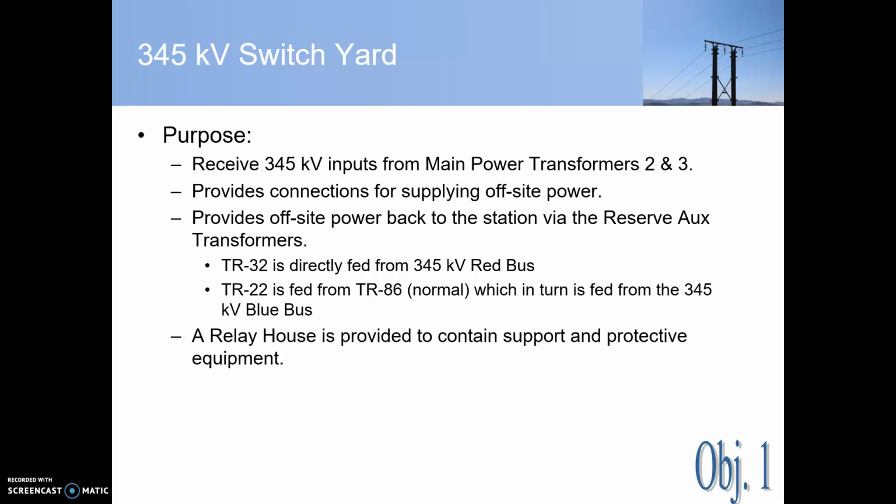An important feature about the switchyard is that it provides off-site power back to the station via the reserve aux transformer. In a different presentation known as aux power, you'll understand how this is accomplished. But for our purposes today, what you need to know is that transformer 32 is directly fed from the 345 kV red bus, and transformer 22 is fed from transformer 86, which is its normal feed. A relay house is provided which contains support and protective equipment.